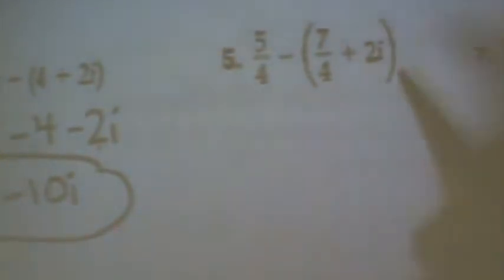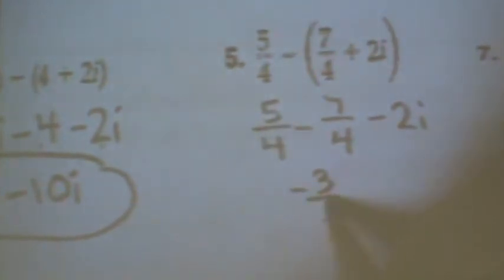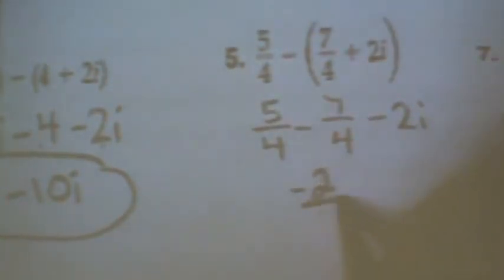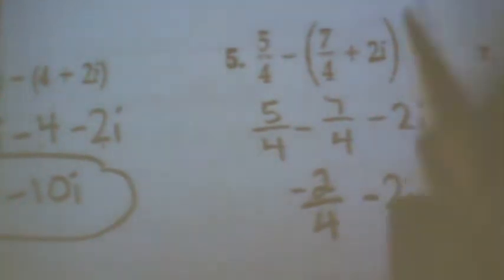Next one. You are doing 5/4 minus 7/4 minus 2i. Well, 5/4 minus 7/4 is negative 3/4. Negative 2/4, sorry. Negative 2/4 minus 2i, and negative 2/4 is negative 1/2.